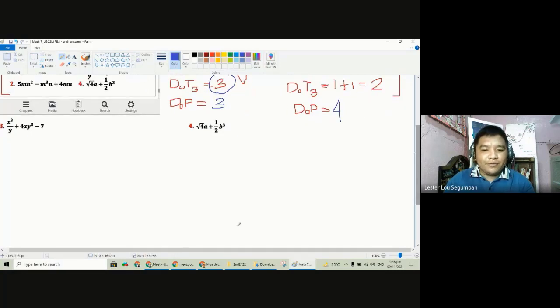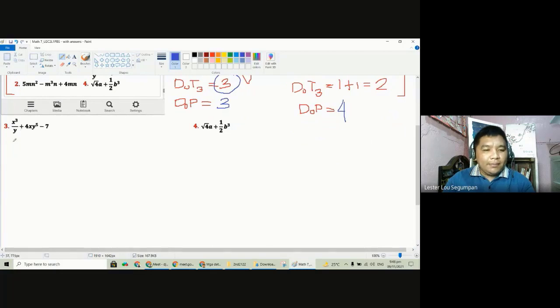Let's proceed to number 3. In number 3, we also have three terms. So that we do not waste time, let's determine first whether this is a polynomial or not. Let's look at the literal coefficients. For the first term, you have the literal coefficient x cubed over y. What does this y represent here?